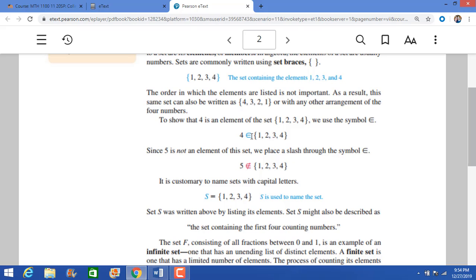So if we say that 4 and we use the symbol, then we are saying that 4 is an element of this set. Now we could also give a set a name. We could call this set S. We could call it A. Usually we use capital letters to represent a set. And so now 5 is not an element of the set, so we use the same symbol, we put a slash through it to mean not an element of.